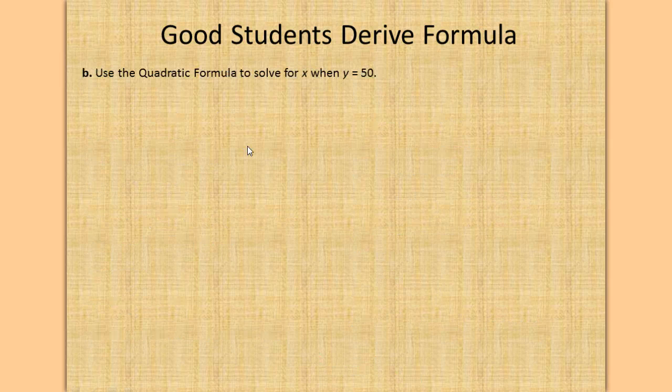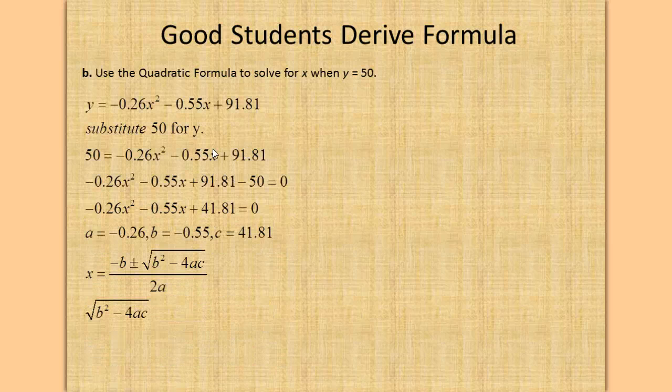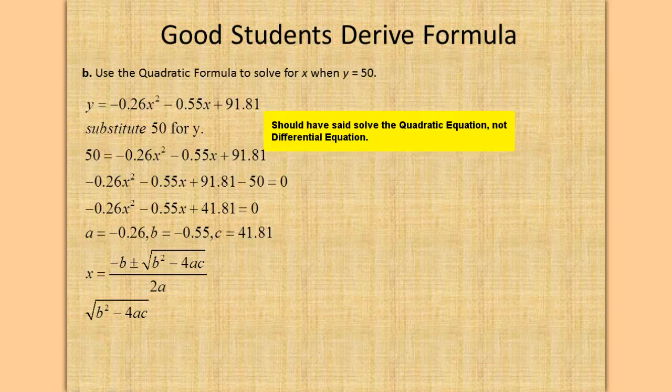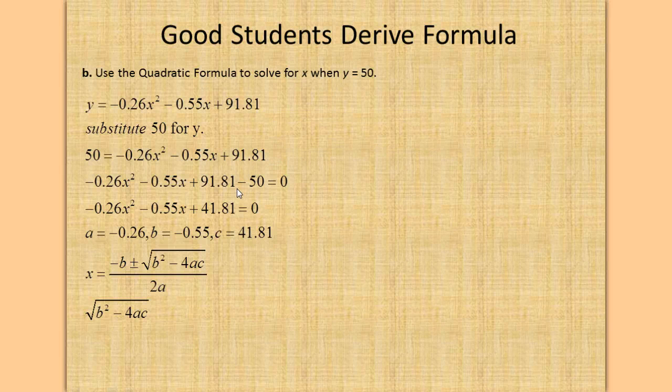Okay. Use the quadratic formula to solve for x when y equals 50. We're going to make y equals 50, where y represents the number of deaths per 100,000, and we want to see what x will be. So we substitute 50 for y, then we solve for x. We move 50 to the other side, subtract it from 91.81, and we get our equation: A equals minus 0.26, B equals minus 0.55, and C equals 41.81.